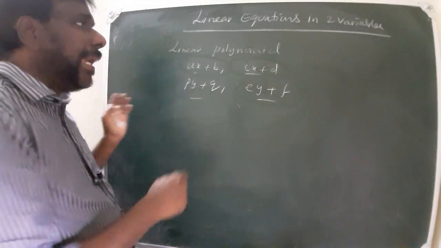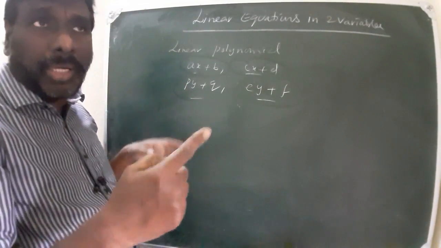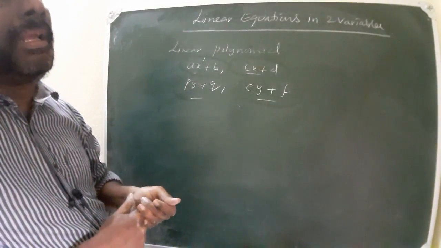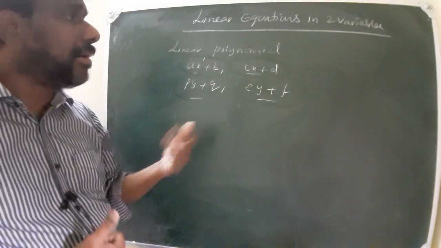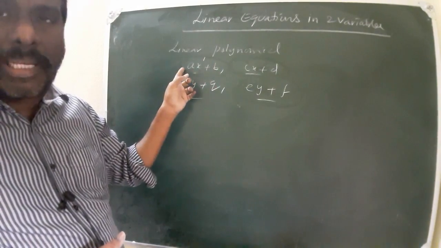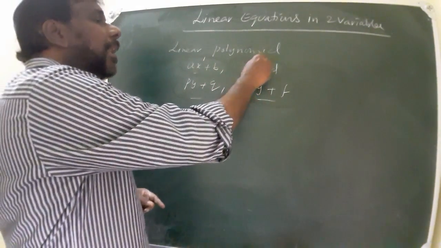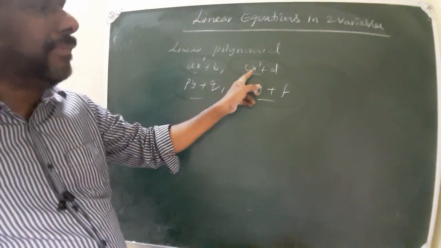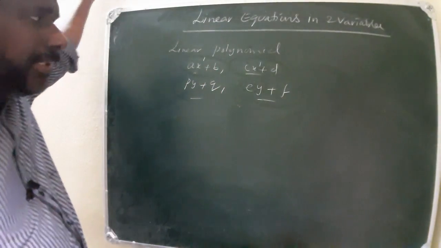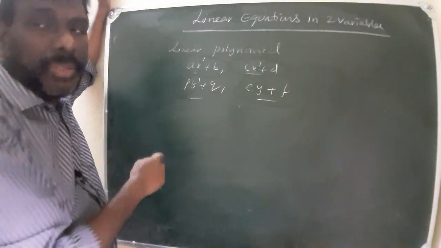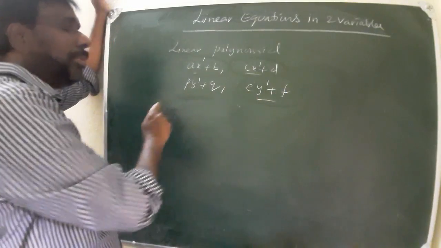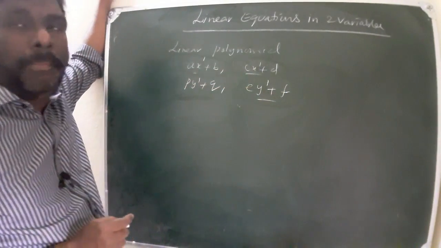A linear polynomial means a polynomial with one or two variables, but the degree is one. A first degree polynomial with one variable or two variables is called a linear polynomial. First degree means the power of the variable is one. Here x is the variable, and a and b are constants, which are nothing but numerals. Here y is the variable, and p and q, e and f are constants.